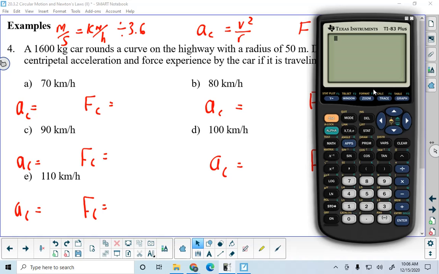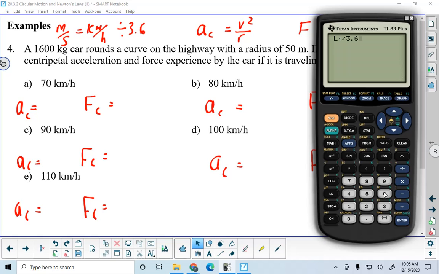So watch what I do here. List 1 is all of the kilometers per hour. Look at the second feature of every number on your keypad. The second feature of 1 is L1. The second feature of 2 is L2. So if I hit my second key, which is the yellow key, and then I hit the number 1, L1 pops up on the screen. And I want to take every item in L1 and divide by 3.6.